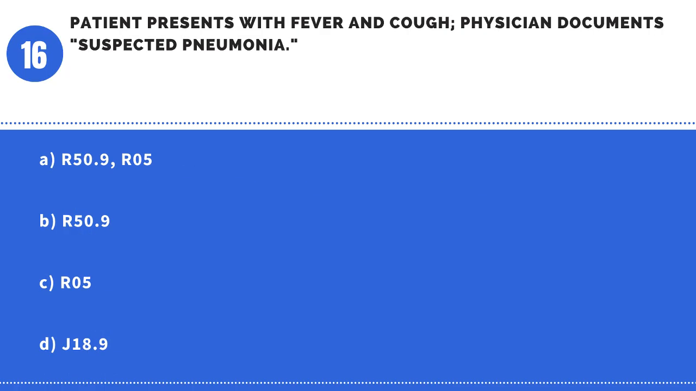Question 16. Patient presents with fever and cough. Physician documents suspected pneumonia. A. R50.9, R05. B. R50.9. C. R05. D. J18.9.